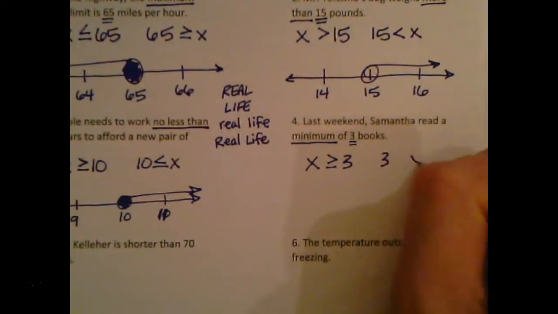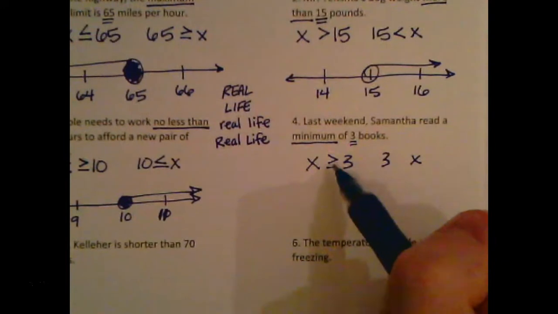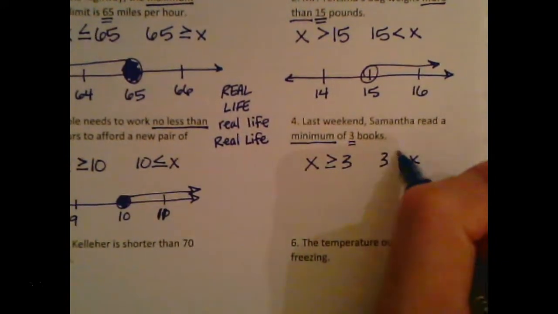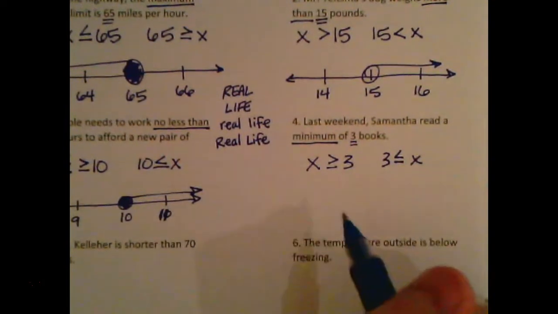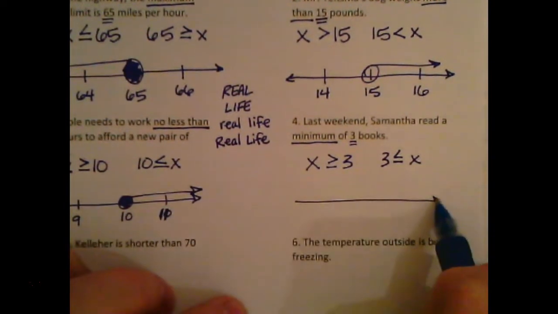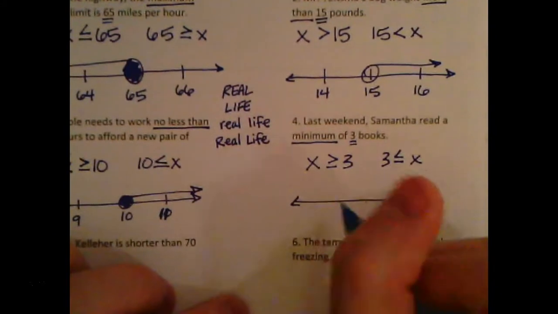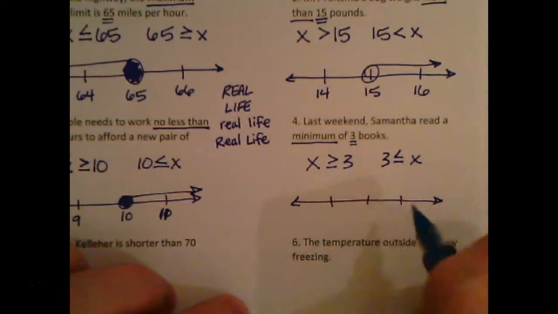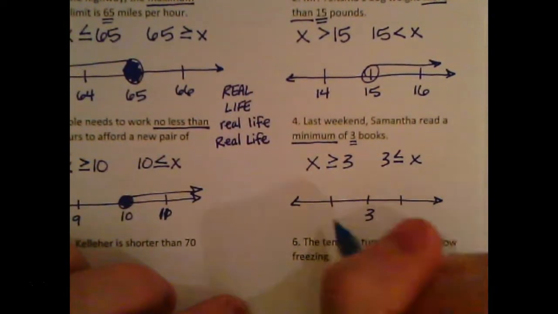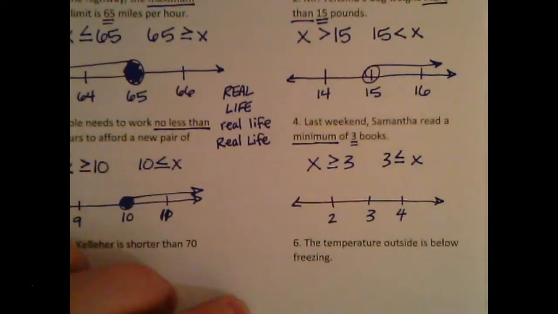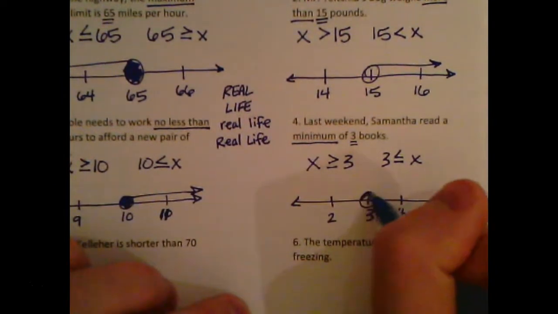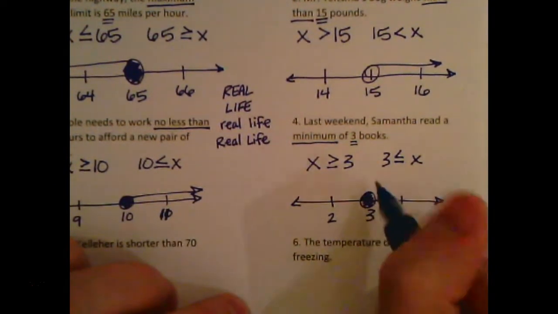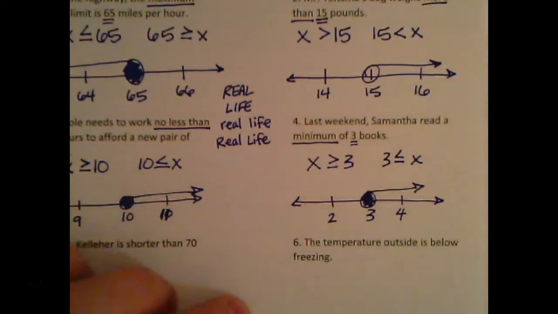Alright, rewriting it, flip those two around. Symbol is pointing at 3. Keep it pointing at the 3. Graphing wise, put the 3 in the middle, 2 and 4 as well. It is an equal to sign, so we're going to go closed circle at 3. And it's greater than, so it goes to the right.